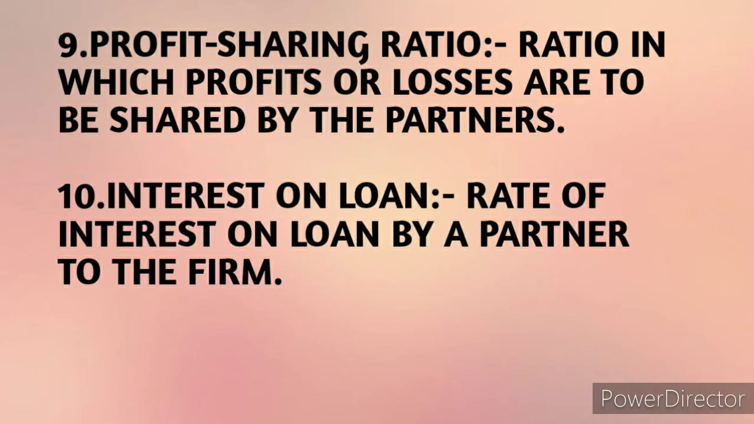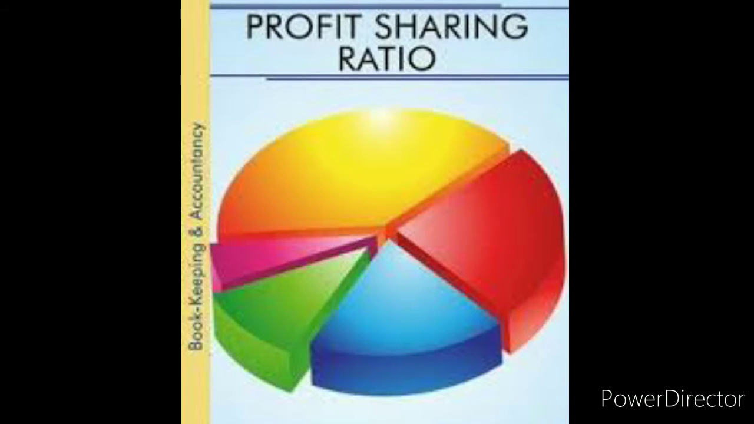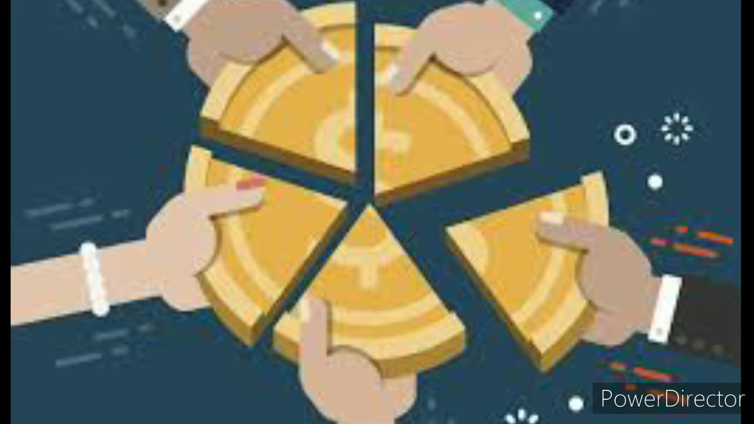Profit sharing ratio. This is the ratio in which profit or losses are to be shared by the partners. The agreement among the partners must be to share profit and losses of the business, and it is not essential that all the partners must share losses.